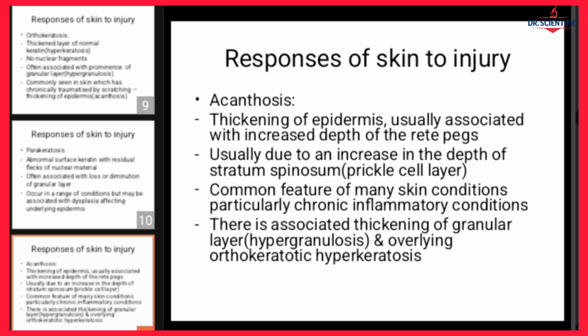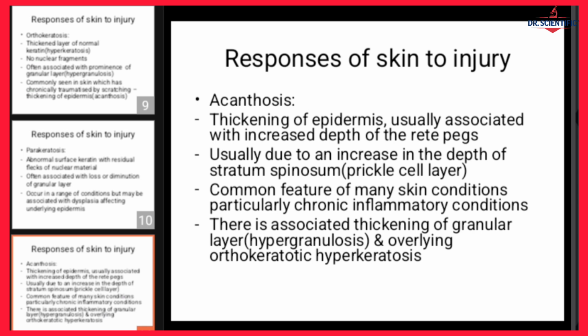It's a common feature of many skin conditions, particularly chronic inflammatory conditions. So in chronic inflammatory conditions, you are likely to find acanthosis, and most of the conditions of the skin would be inflammatory. And there would be associated thickening of the granular layer. So there is also hypergranulosis overlying orthokeratotic hyperkeratosis.